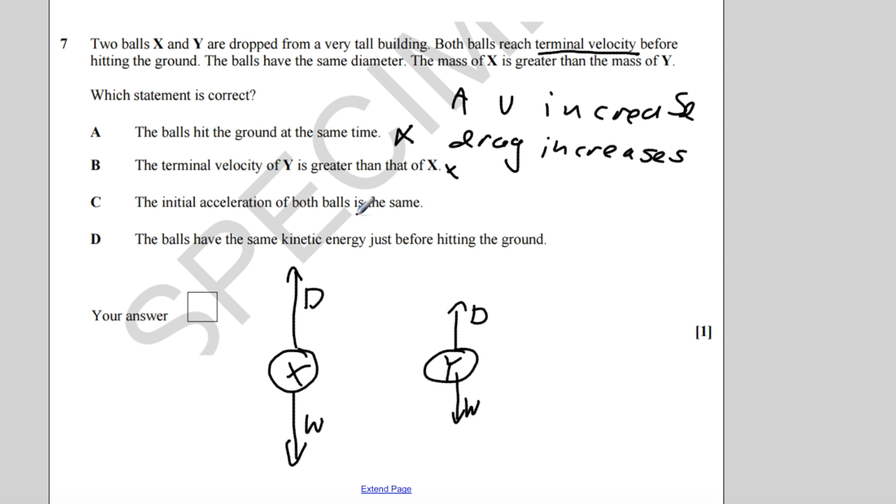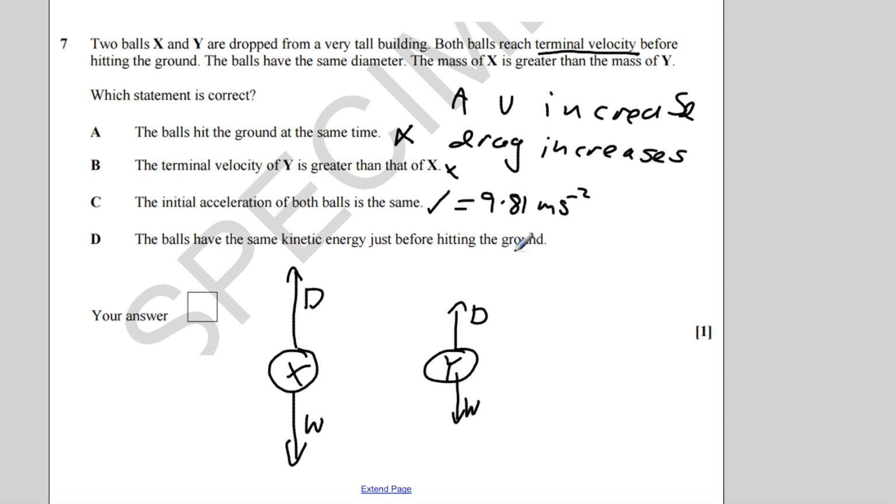C, the initial acceleration of the balls is the same. Now that one is true. The initial acceleration is going to be equal to 9.81. So at the moment that the balls are dropped, the acceleration is going to be 9.81 meters per second squared.